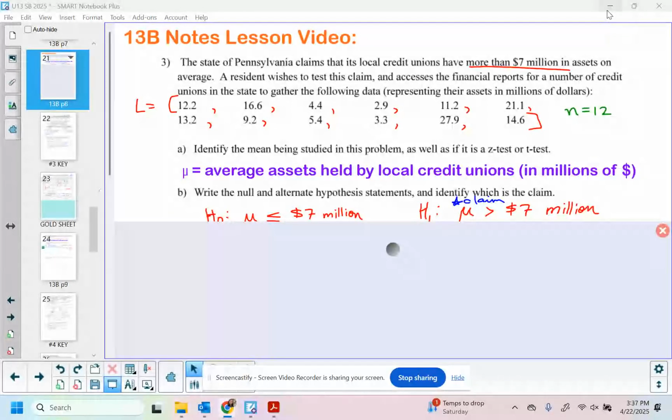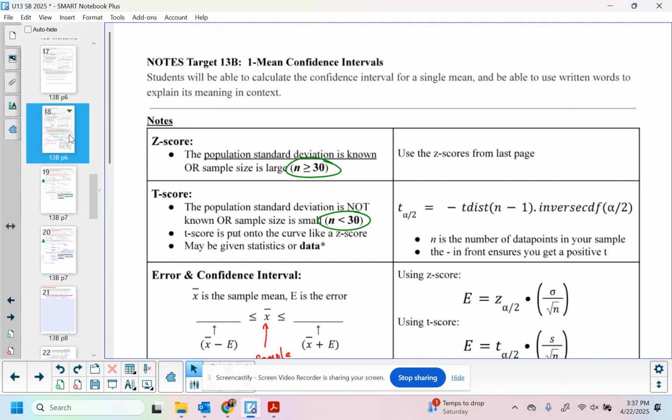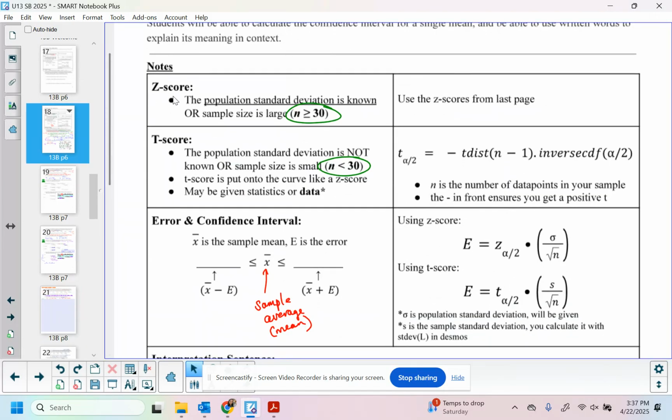For the 13B notes, we are talking about confidence intervals. And the first thing to note is that you could have a z-score or a t-score. So we have some new stuff on the formula sheet. We have two error formulas, and it all depends on the size of your sample.